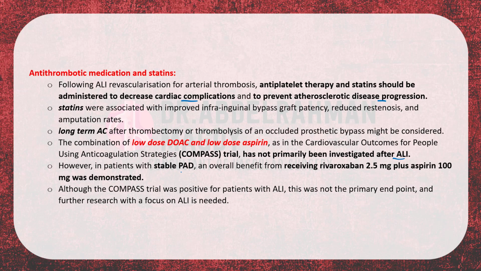However, in patients with stable peripheral arterial disease, an overall benefit from receiving rivaroxaban 2.5 mg twice daily plus aspirin 100 mg per day was demonstrated. As we know, in the COMPASS trial, they found a decrease in both major adverse limb events and major adverse cardiac events. Although the COMPASS trial was positive for patients with acute limb ischemia, this was not the primary endpoint for this study, and further research with a focus on acute limb ischemia is needed.